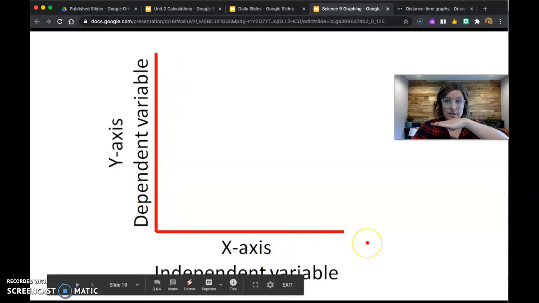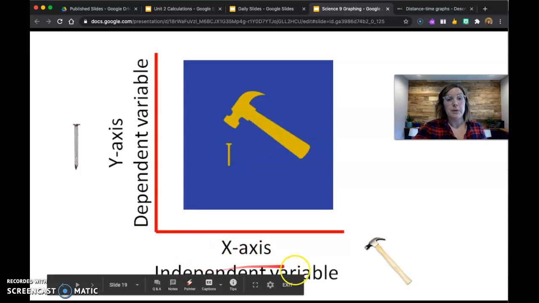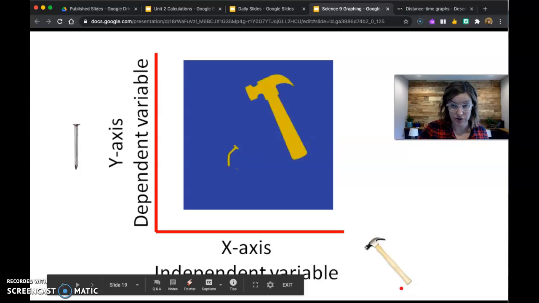Your x-axis is the independent variable. And if you remember from last unit, we called the independent variable the hammer because it causes change to the dependent variable, which is like a nail. So if you can remember the independent variable being the hammer is what's causing the nail to change.